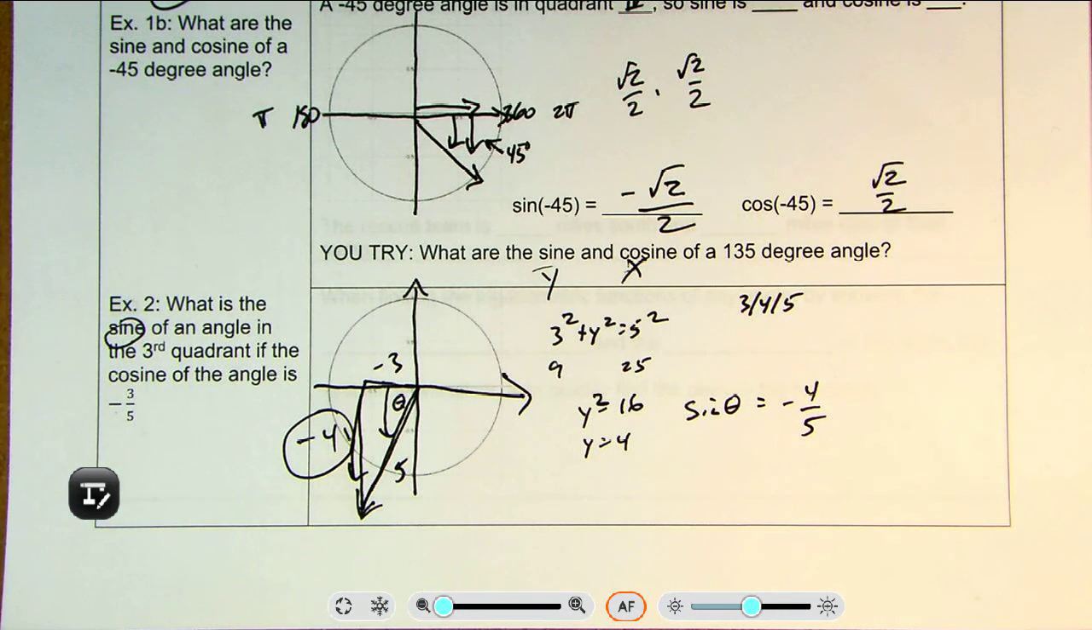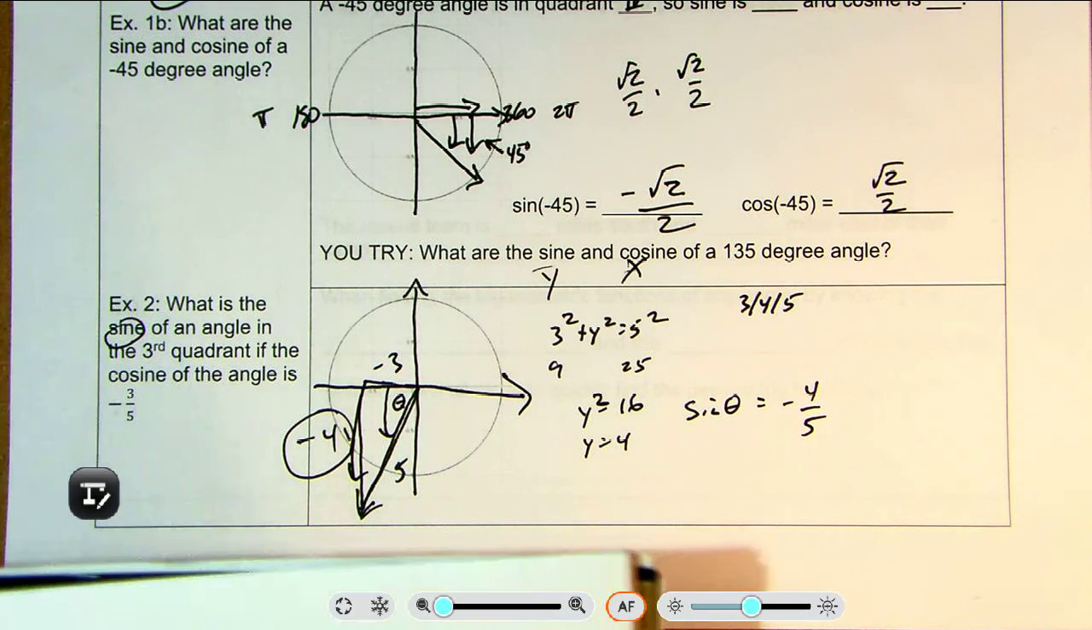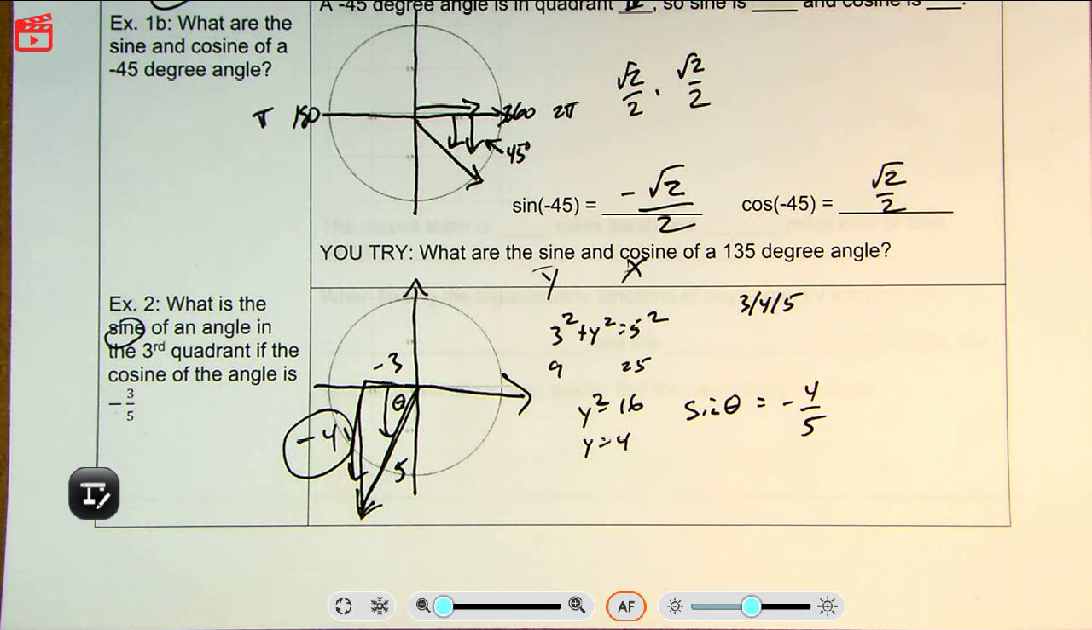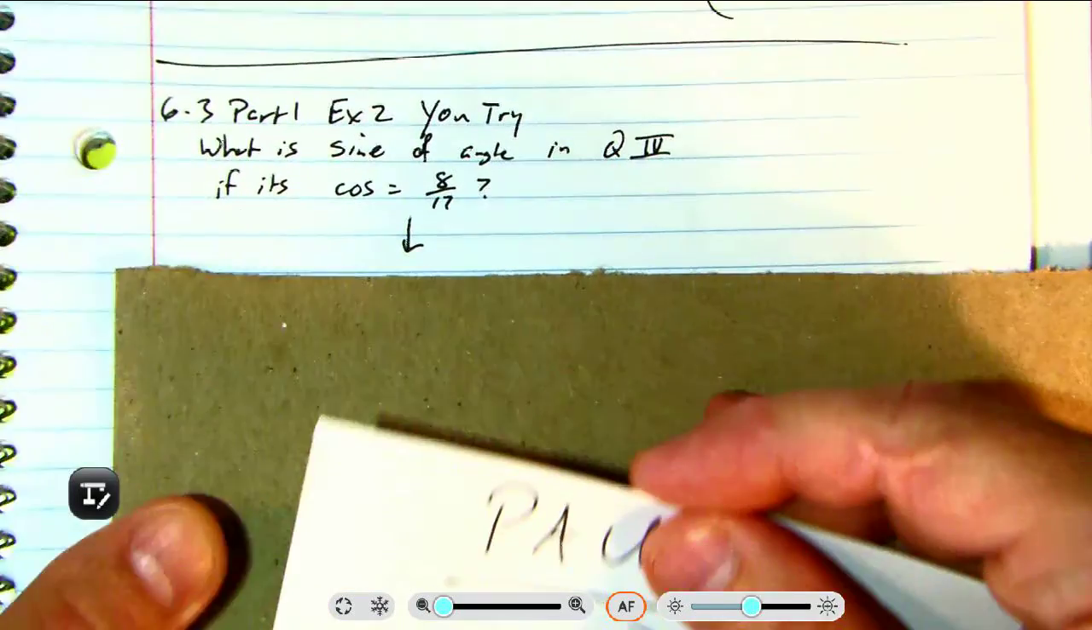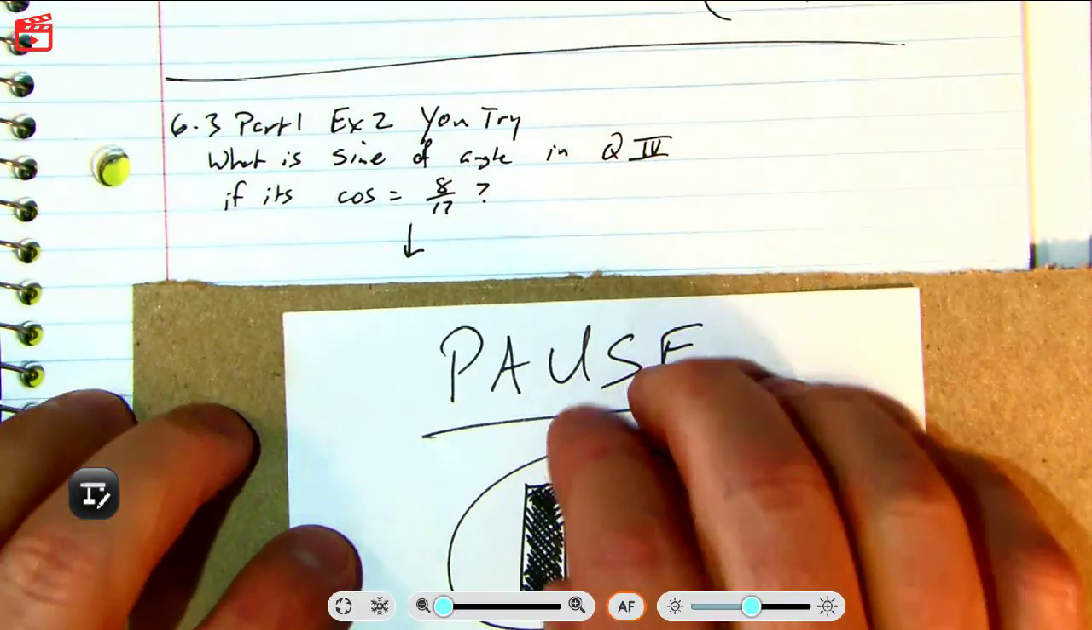Here's a quick try based on the same concept, just a slightly different angle. Oh, I messed up my sign when I dropped it there. Okay, so go ahead and pause the video and try that one.